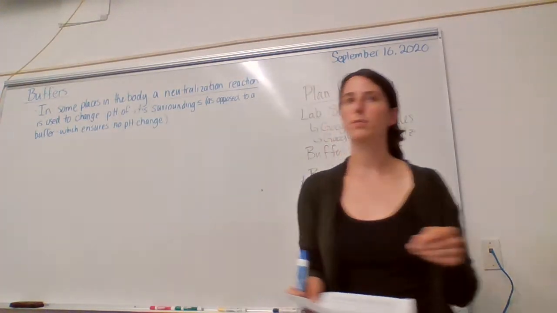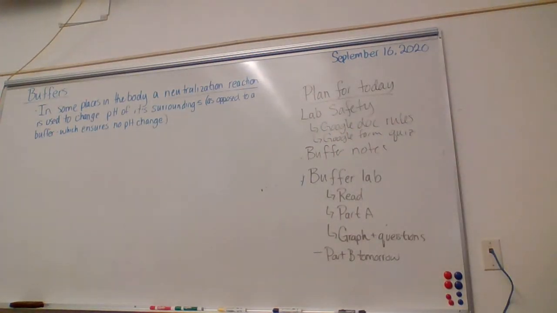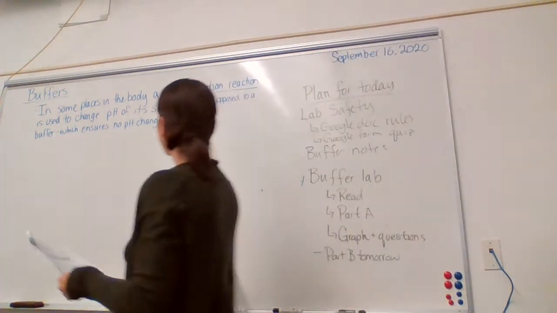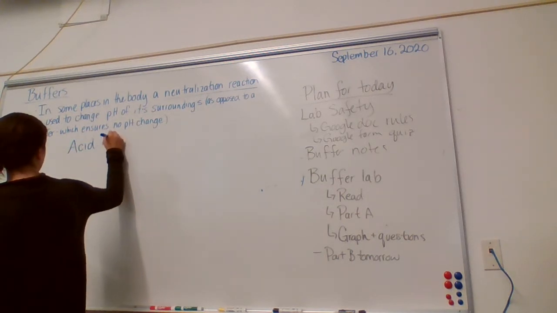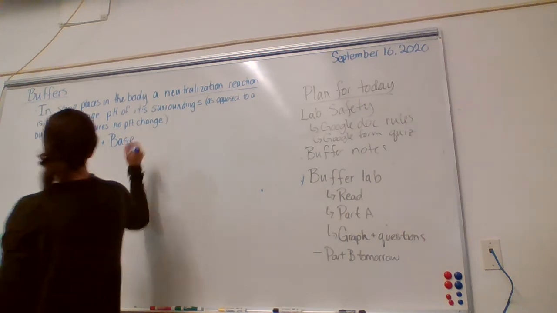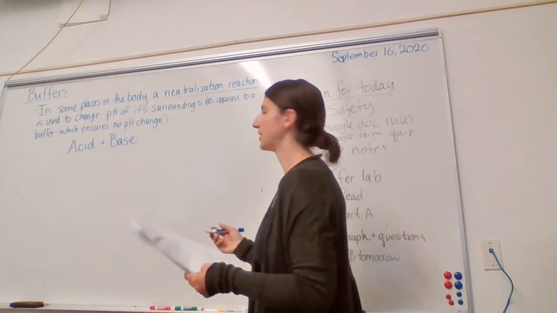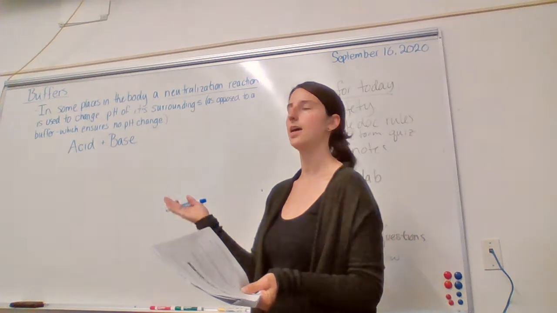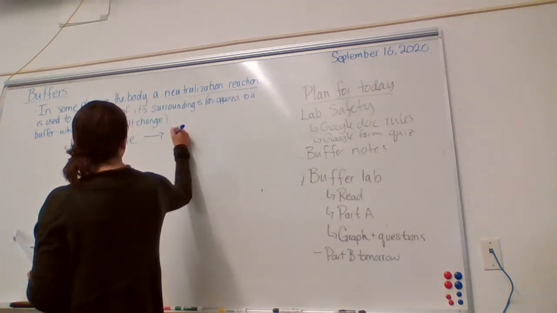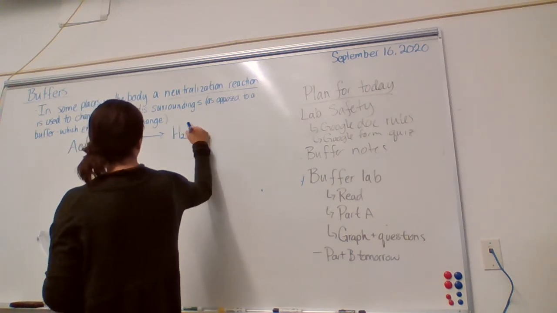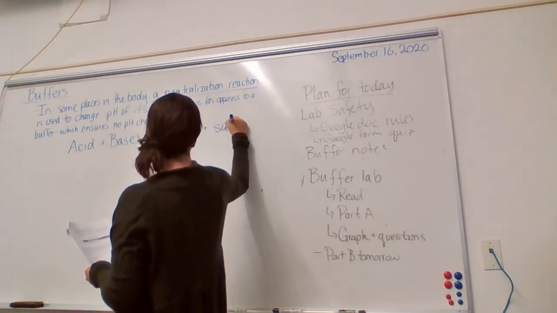Okay, so some parts of your body, there will be a neutralization reaction, and that can actually change the pH of its surroundings, and that's instead of a buffer, which is going to ensure that there's no change. A neutralization reaction is just acid plus base, so any acid and any base. So today we're going to be working with hydrochloric acid and sodium hydroxide. And they react together and they give you always water and a salt.